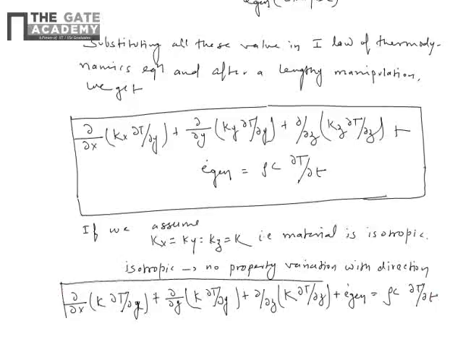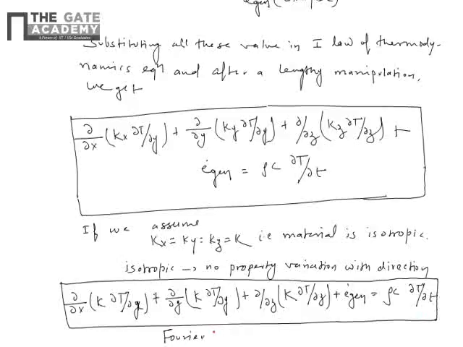This is known as the general heat conduction equation and is known as Fourier-Biot equation. Fourier-Biot heat conduction equation, also known as 3D heat conduction equation.